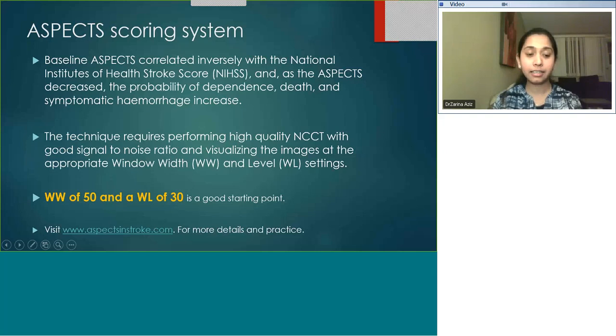And there is a site, www.aspectinstroke.com. I would recommend all the residents to visit this site once and do some practice, and they have given all the more details about ASPECT scoring. It's very important, and if you understand this once, it will be easy for you to interpret acute stroke.